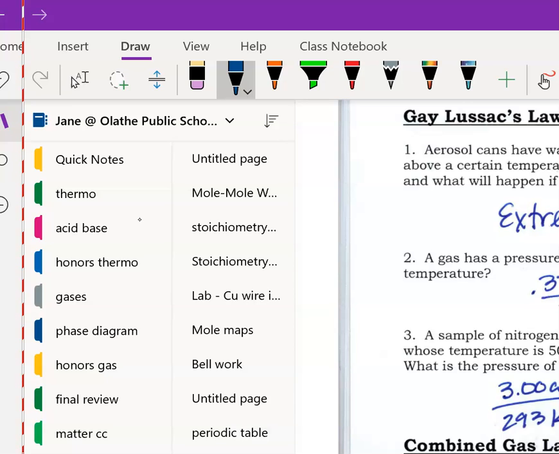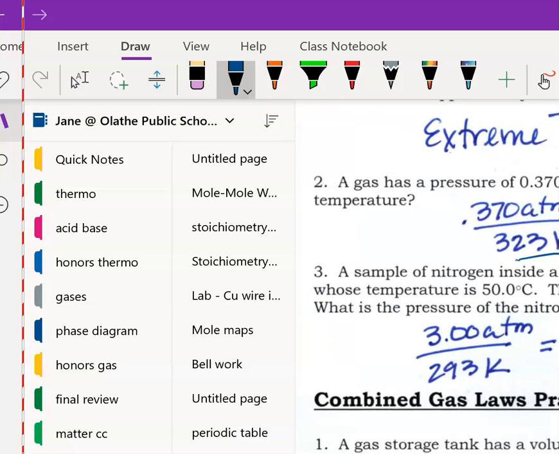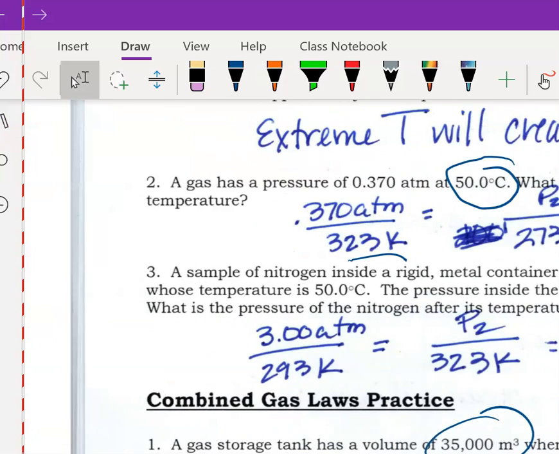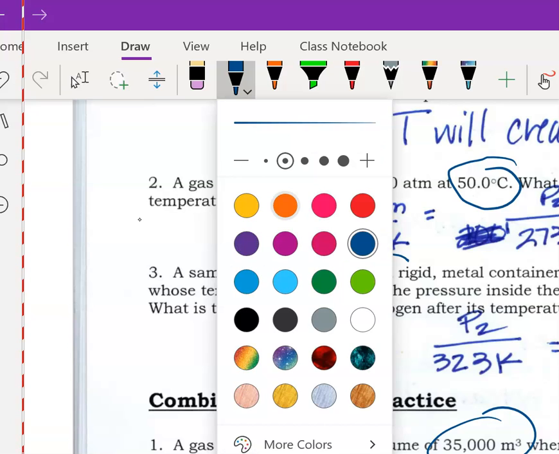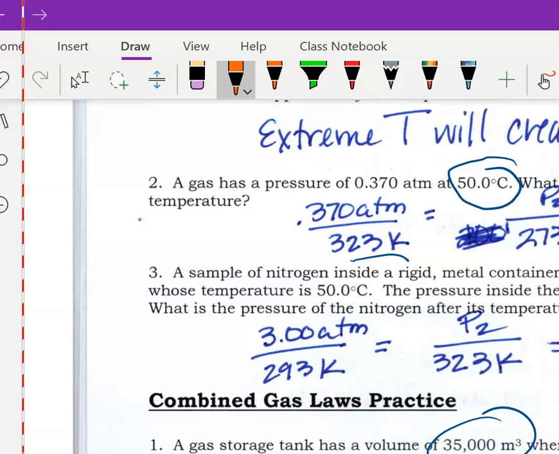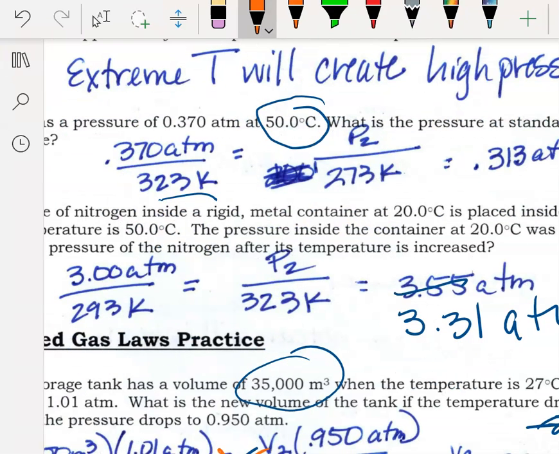Okay, nobody else has any questions? Can you work out number 1, please? Number 1 on what? Combined gas law. Okay. You're going to cross multiply. Here, I'll pick a different color. 35,000 times 1.01 times 263 Kelvin is equal to V2 times 0.950 atmospheres times 300 Kelvin.